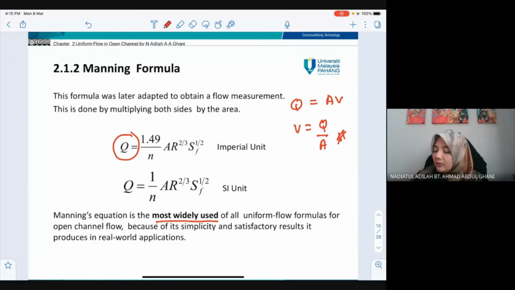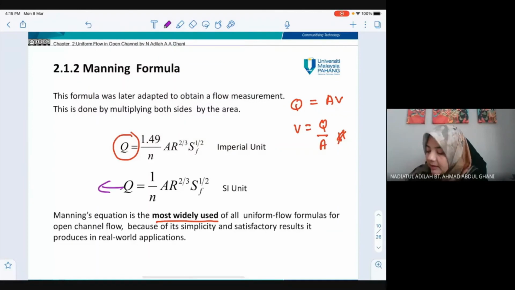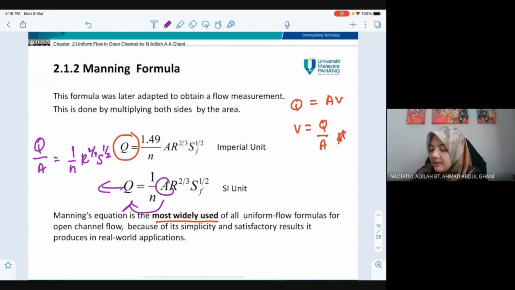Maksudnya, bila you dah dapat Q, nanti you nak dapatkan V, you divide saja dengan A. Atau you bawa siap-siap A ni bawa pergi sini. If you want to get only V, you boleh calculate macam ni: Q divided by A equals 1 over N, R to the power 2 over 3, slope to the power 1 over 2. A ni kita dah bawa pergi sini, so you can get your velocity. Okay, so this is the Manning formula.